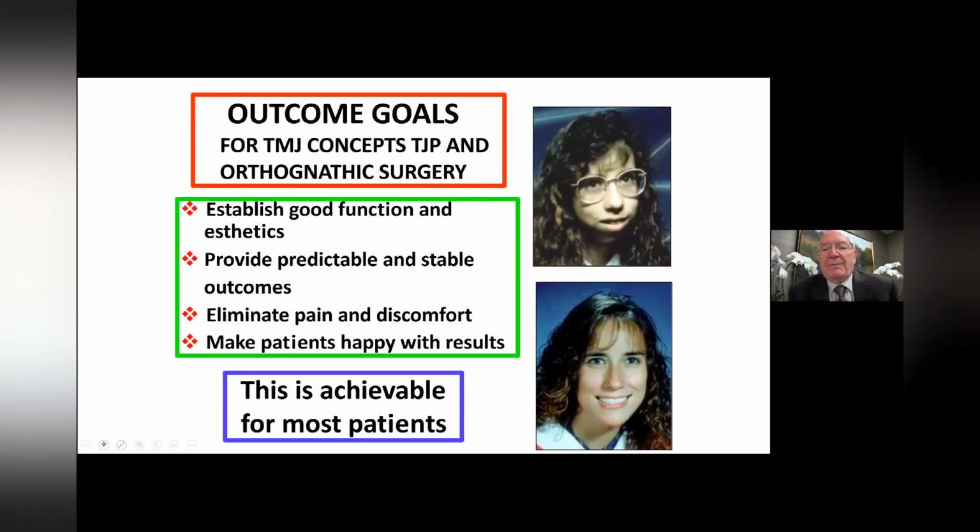The outcome goals then for our patients with JIA and for anyone with a severe jaw deformity related to TMJ pathology, our outcome goals for using the TMJ Concepts total joint prostheses in combination with orthognathic surgery is to establish good function and aesthetics, provide predictable and stable outcomes, and eliminate pain and discomfort. And importantly, make patients happy with the results. And I think this is achievable for most of these patients, particularly those with the juvenile idiopathic arthritis condition.